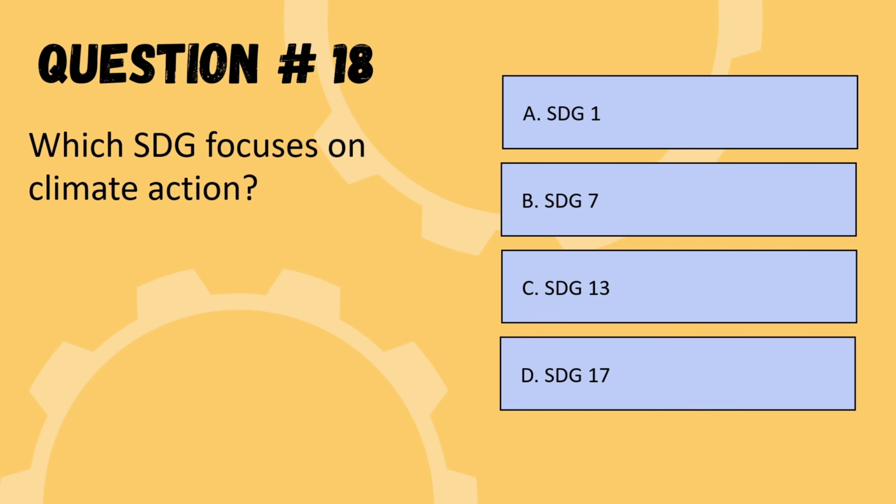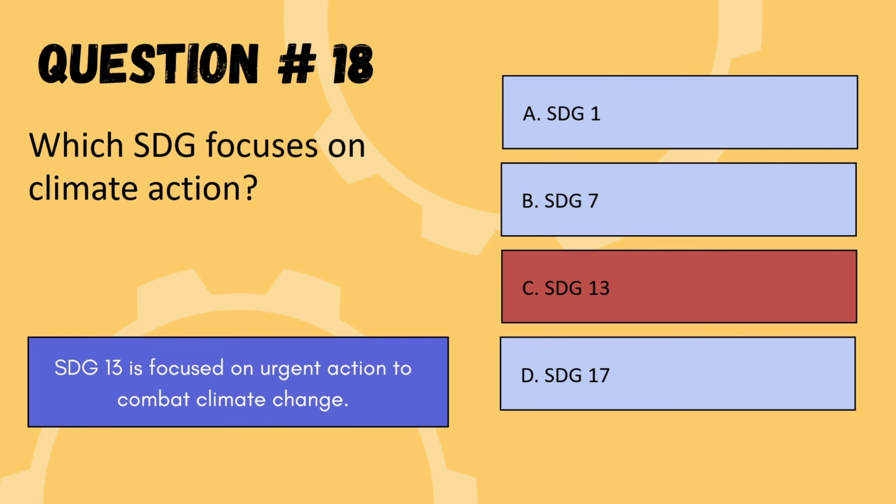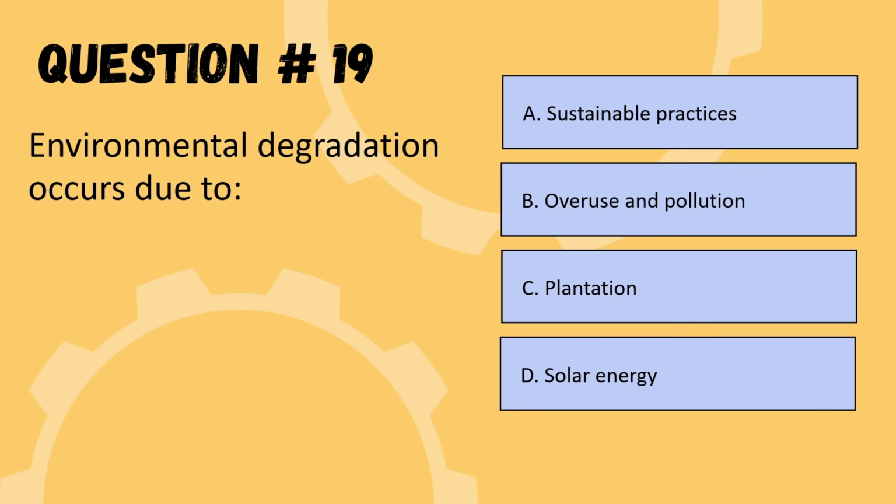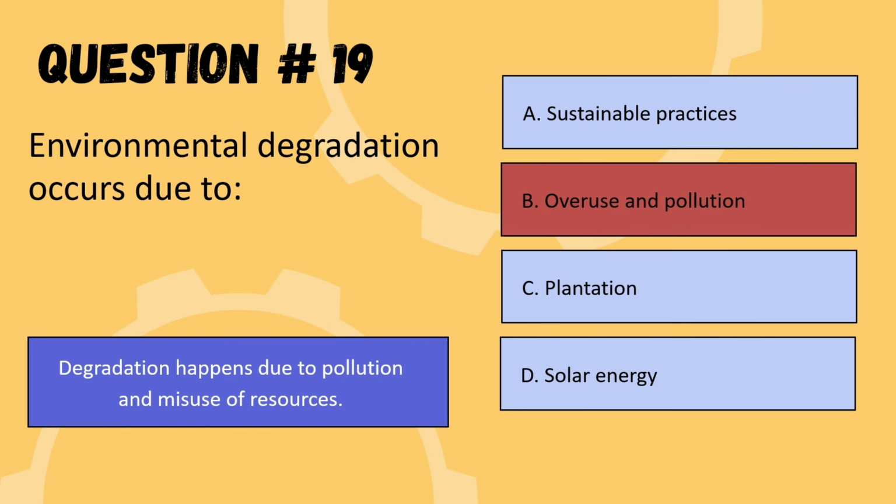Next question is which SDG focuses on climate action? Options are SDG 1, 7, 13 or 17. So your correct option is option C, 13. We are moving to the next question. Environmental degradation occurs due to, options are sustainable practice, overuse and pollution, C, plantation or D, solar energy. So your correct option is option B, overuse and pollution. So we are moving to the next question.